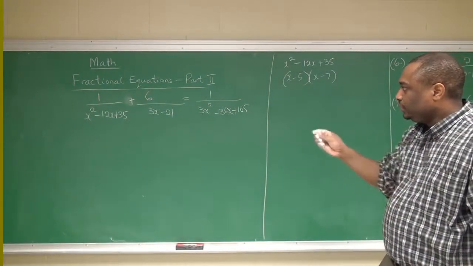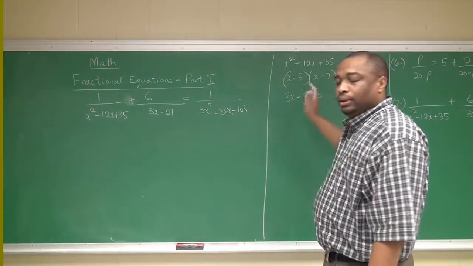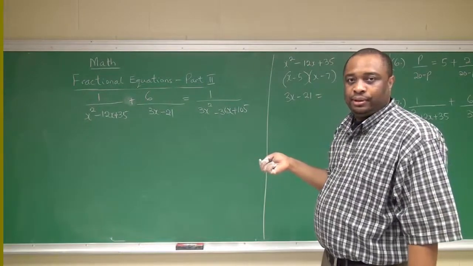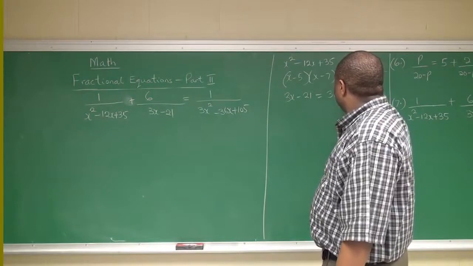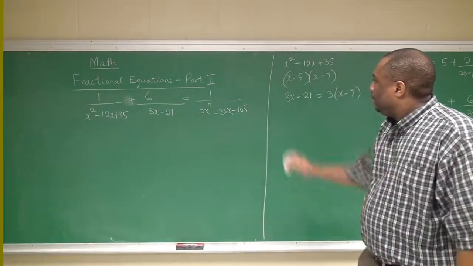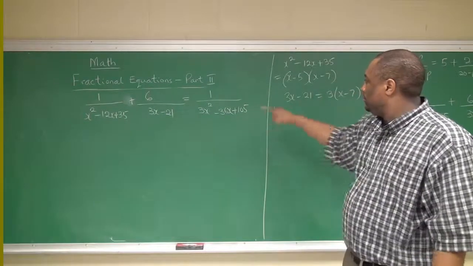And then for 3x minus 21, if we factor this by GCF, what is common? 3 is common, then x minus 7. So this denominator is for this one is for this.